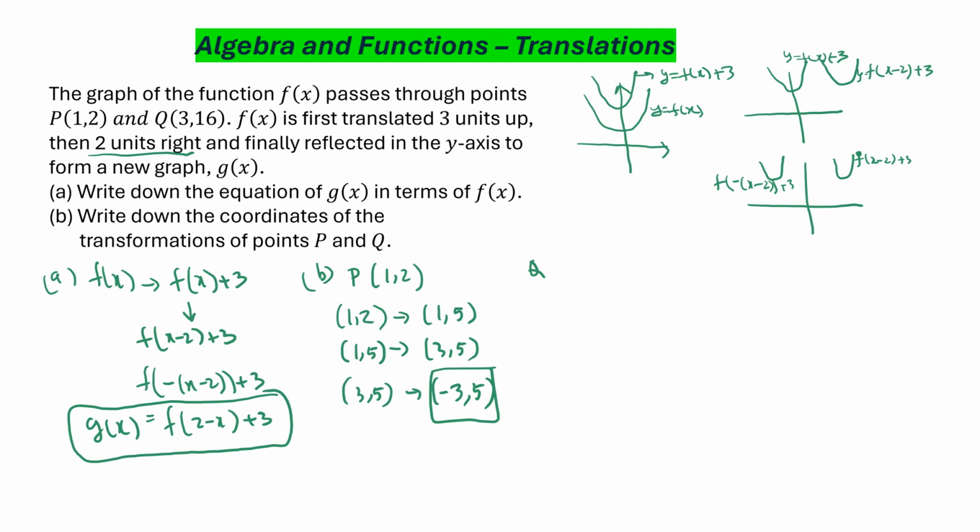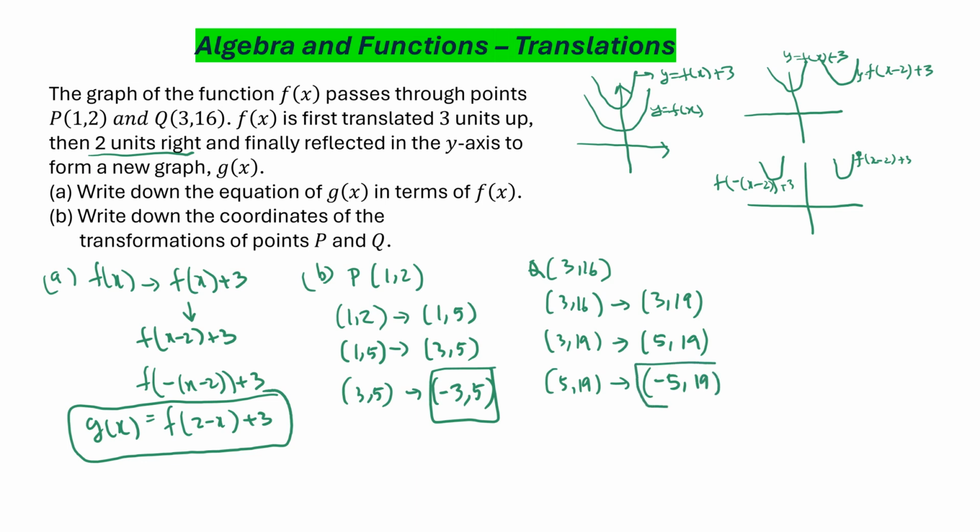Then for the point Q, which is (3, 16), how is this going to change? We start off with (3, 16), and the 16 is moving up, so 16 plus 3 would be (3, 19). Then 2 units to the right, so 3 plus 2, that's (5, 19). And then this is reflected on the y-axis, so (5, 19) would become (minus 5, 19), and that is the answer for point Q.